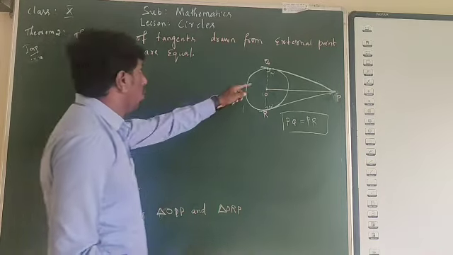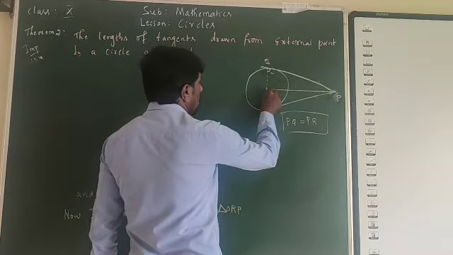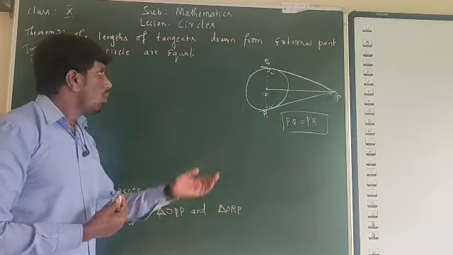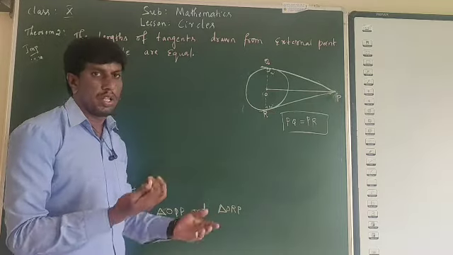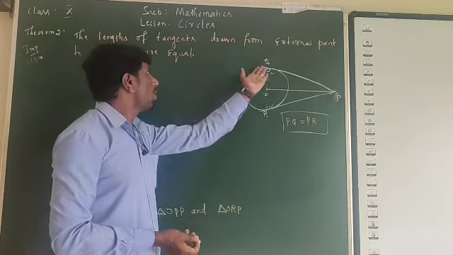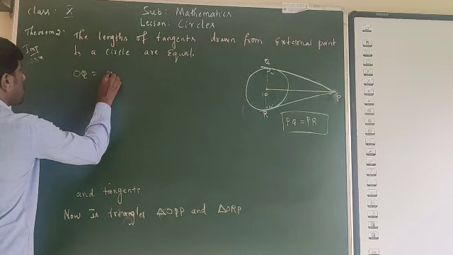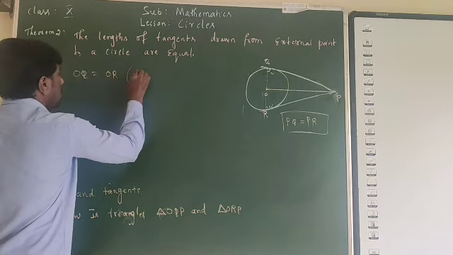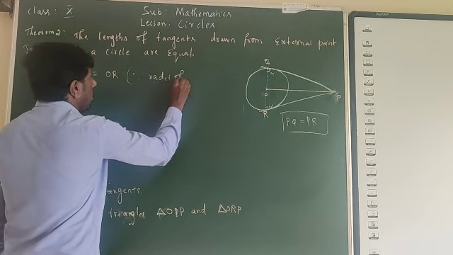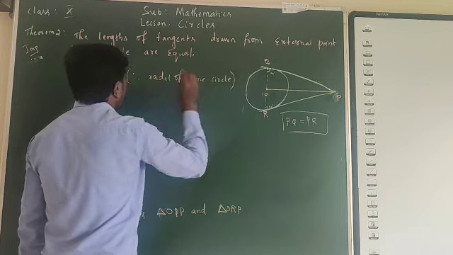Now in triangle OQP and triangle ORP, we know that OQ is equal to OR. Why? Because OQ is also a radius, OR is also a radius of the same circle. Radii must be the same, right? So OQ must be equal to OR. The reason is radii of the same circle.